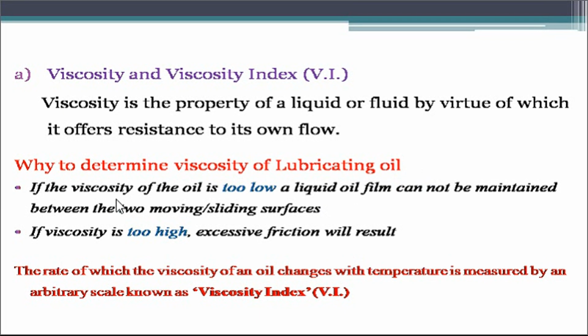If the viscosity of the oil is too low, a liquid oil film cannot be maintained between the two moving or sliding surfaces. And if it is too high, then excessive friction will result. To avoid these things, it is necessary to determine the viscosity so that it should be moderate. The rate at which the viscosity of an oil changes with the temperature is measured by an arbitrary scale known as viscosity index.